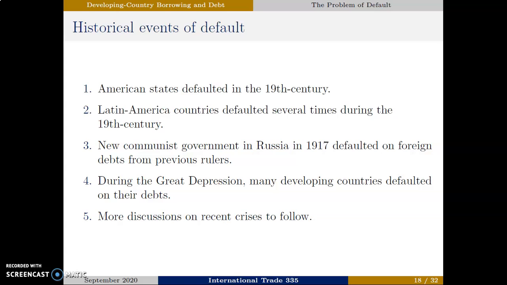Besides the crises that we will look at later in the session, there is a wider history of default by country. American states defaulted in the 19th century to European powers. Latin American countries defaulted several times during the 19th century. The new communist government in Russia in 1917, after the Russian Revolution, defaulted on the debts of previous rulers. And during the Great Depression, some developing countries defaulted on their debts.